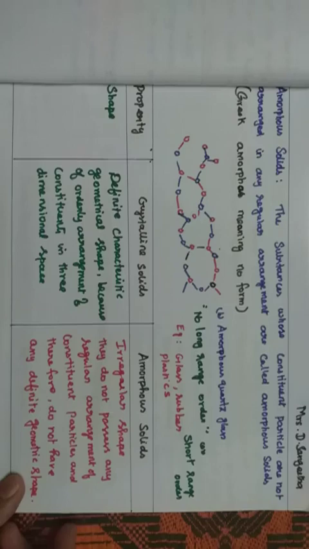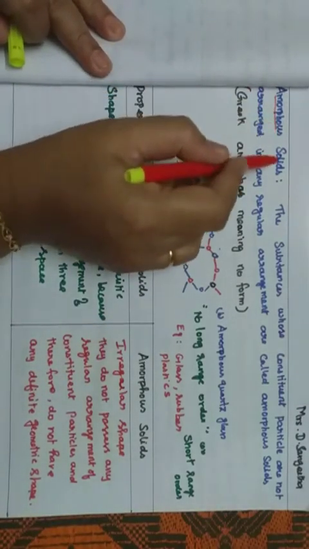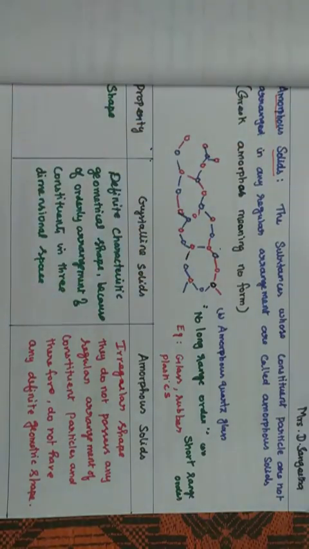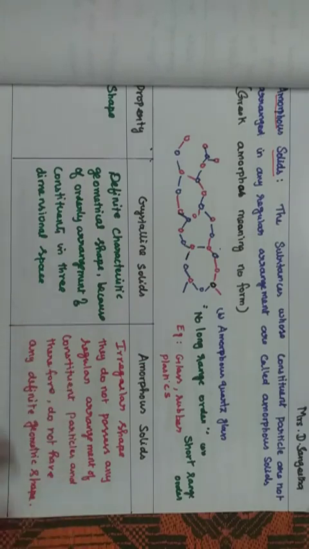The next classification is amorphous solid. The substances whose constituent particles are not arranged in any regular manner are called amorphous solids. They are arranged in an irregular manner. To some extent there is regularity, but that regularity cannot be extended throughout the crystal. Only to some extent is regularity found in the case of an amorphous solid.